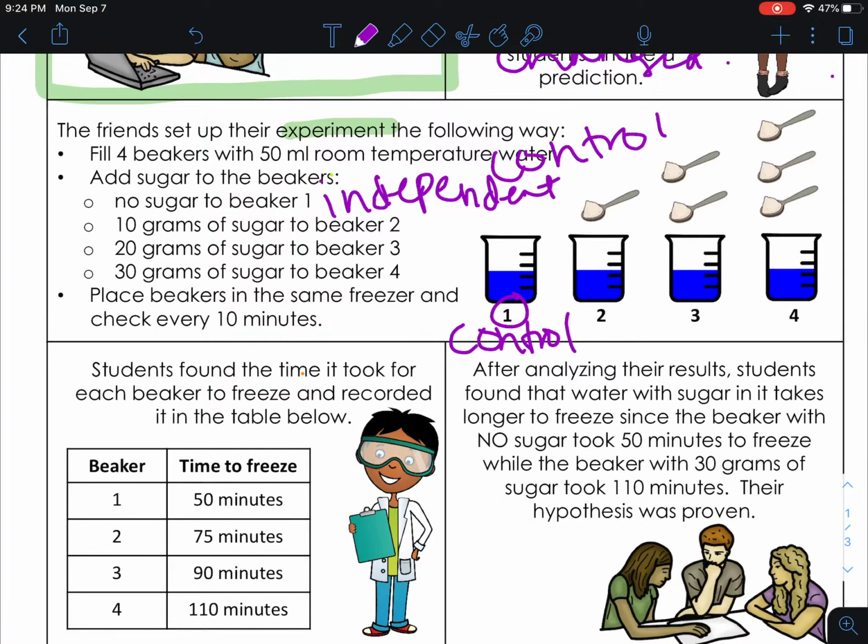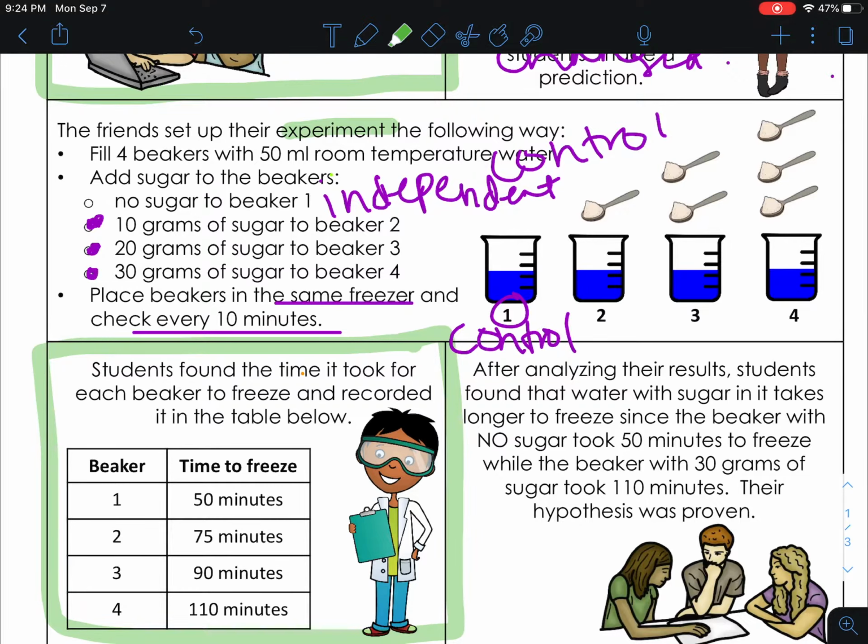And to the 2, 3, and 4, they add 10 grams of sugar, 20 grams of sugar, and 30 grams of sugar. They went up by an increment of 10 each time. So then they placed the beakers in the same fridge, which is another control, and they checked every 10 minutes, another control. All right, so they are then able to calculate the results. So they organize the results in a nice little table. So this is the results.